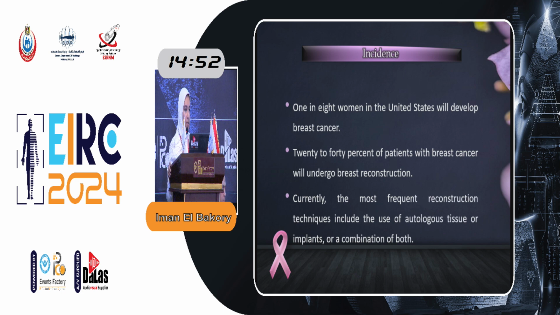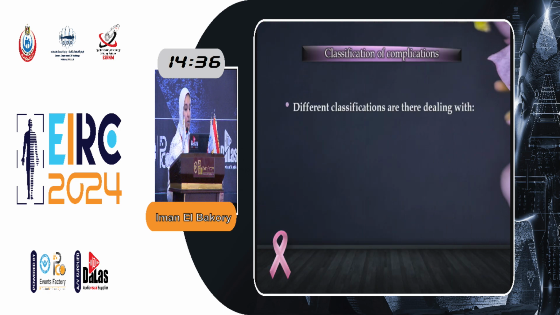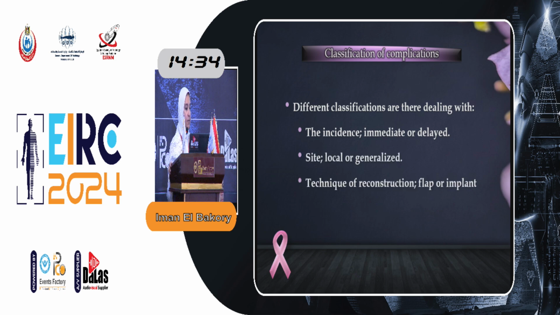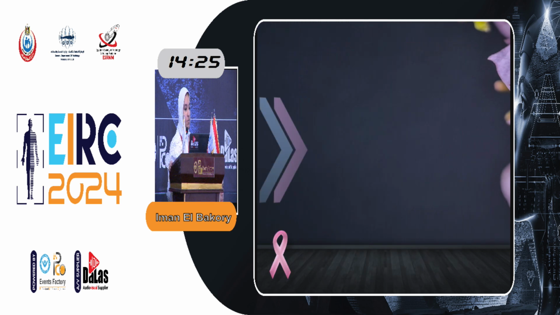1 in 8 women in the United States will develop breast cancer. 20 to 40% of these women will go for reconstruction of their breast. Currently, the most frequent reconstruction techniques use either flaps, implants, or a combination of both. Various classifications have been used regarding the complications, regarding their incidence site, and the most important of which is the technique of reconstruction. Let's begin with the reconstruction using autologous tissue flap.